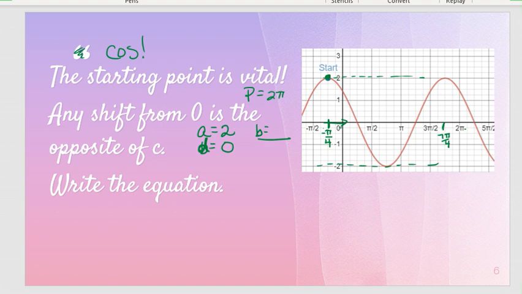So if P is equal to 2 pi over B, B had to be 1. D is equal to 0. The only thing I'm missing is C. So I want to find C. Now I'm going to tell you, in this case, because B is 1, C is equal to whatever is right here, wherever the starting point is. C equals negative pi over 4.